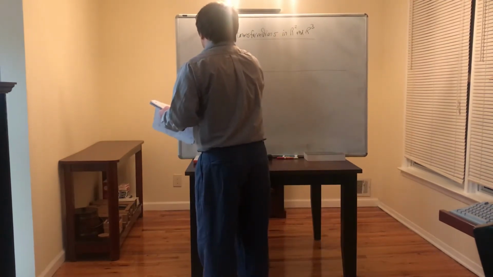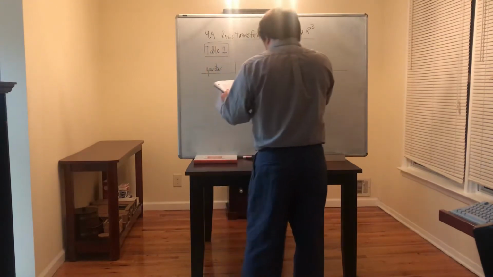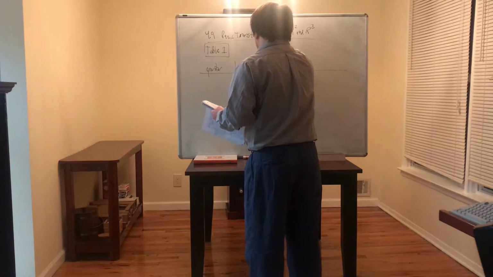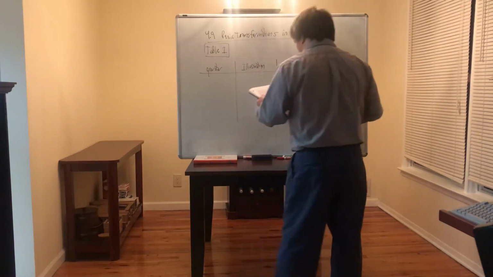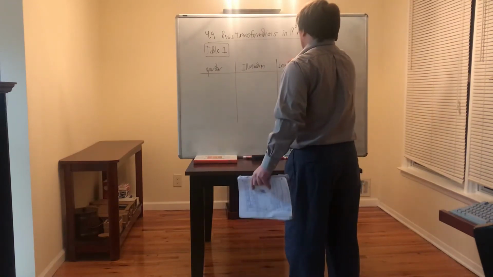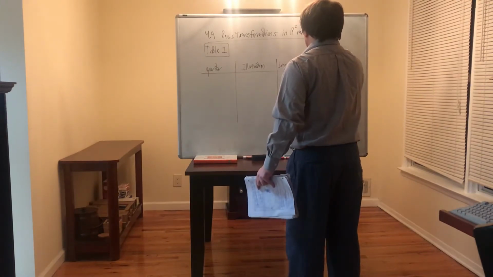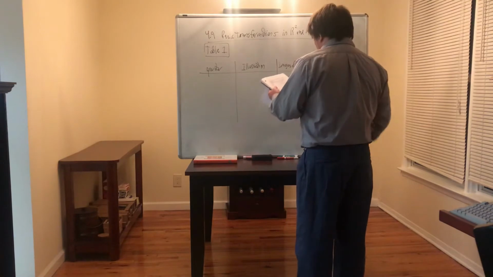In the first column I'm going to put an operator. In the second column I'm going to put an illustration. In the third column, we put images of e1 and e2. And in the fourth column, we're going to put the standard matrix.